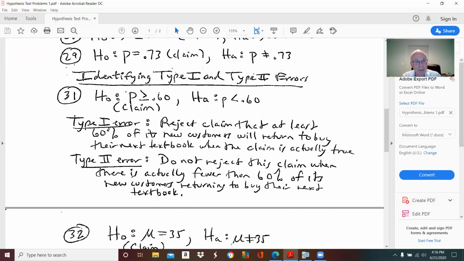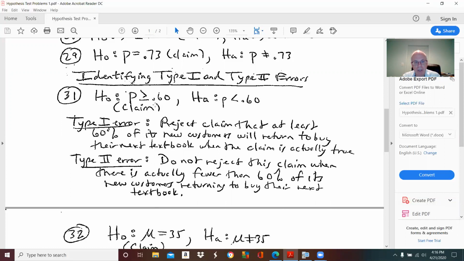All right. So in other words, we're rejecting this claim. We're saying that the bookstore will have less than 60% of their returning customers or customers coming back again, when in actuality, at least 60% are coming back. Now, what is the type 2 error?